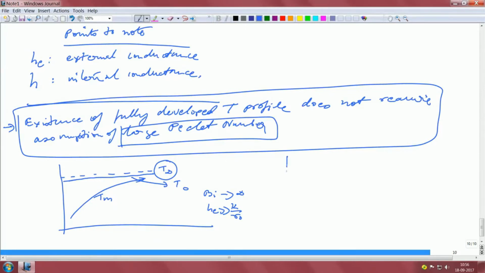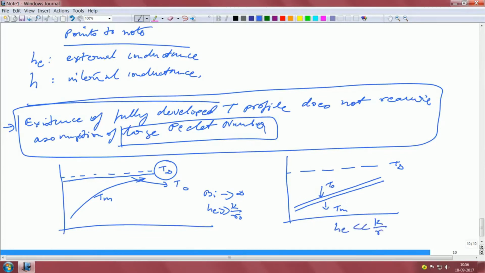Similarly, you have the other situation. This is T infinity, this is your T naught, this is your T_m. Here h_e is less than k over R naught. Whatever happens in the external fluid, we do not really care, because our internal conductance is very high. So it is not controlled by the external fluid, it is basically controlled by the heat flux, and that is exactly what we have drawn over here. So that is the two grand definitions.